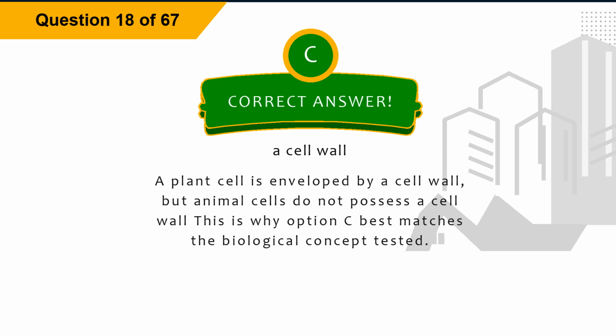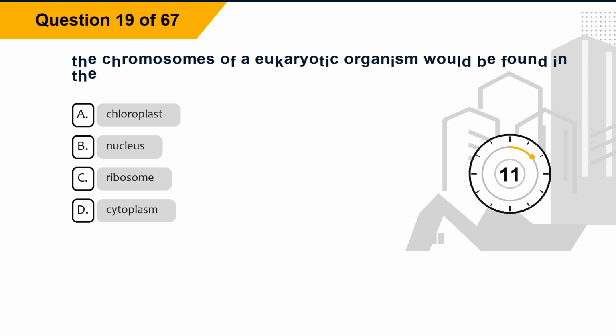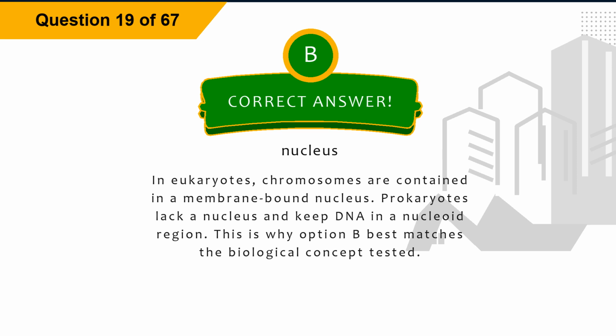A plant cell is enveloped by a cell wall, but animal cells do not possess a cell wall. This is why option C best matches the biological concept tested. Question 19. The chromosomes of a eukaryotic organism would be found in the option A, chloroplast. Option B, nucleus. Option C, ribosome. Option D, cytoplasm. The correct answer is option B, nucleus.